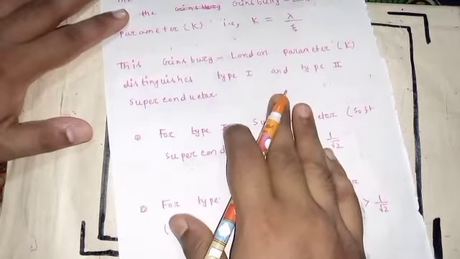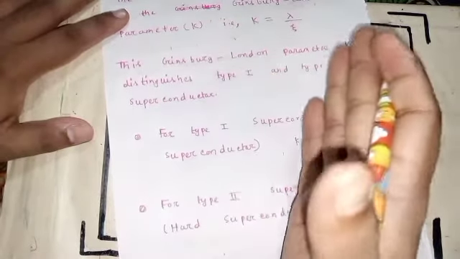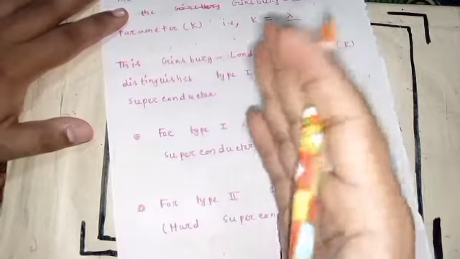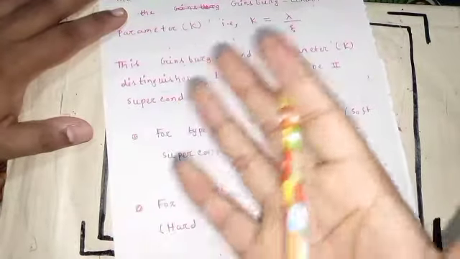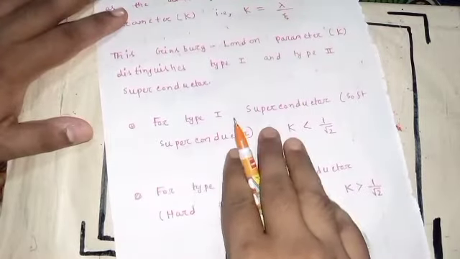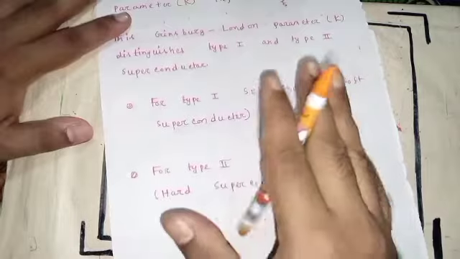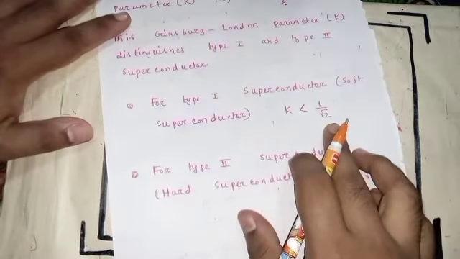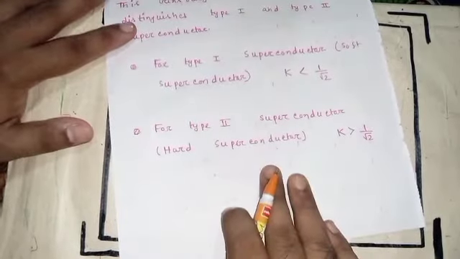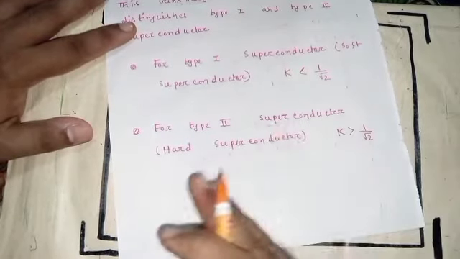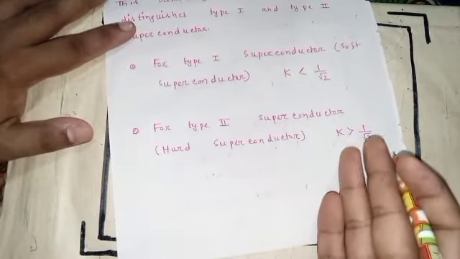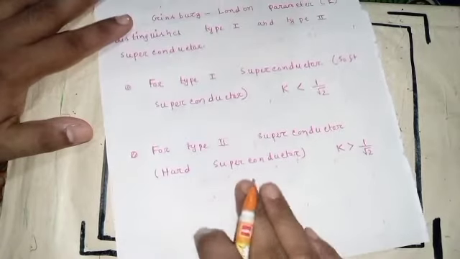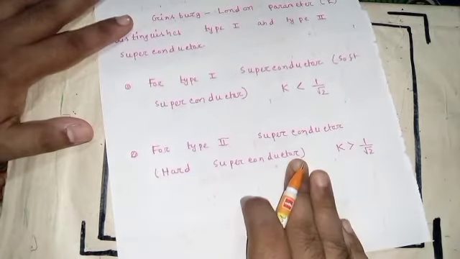This parameter plays an important role in distinguishing or defining superconductors. For a type 1 superconductor, meaning a soft superconductor, kappa is less than 1 by root 2. For a type 2 superconductor, or hard superconductor, kappa is greater than 1 by root 2. So this is about the Ginzburg-Landau parameter.